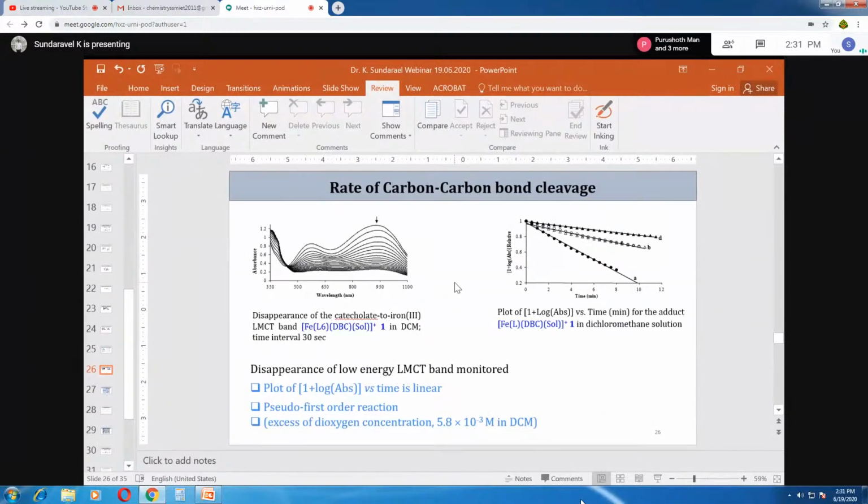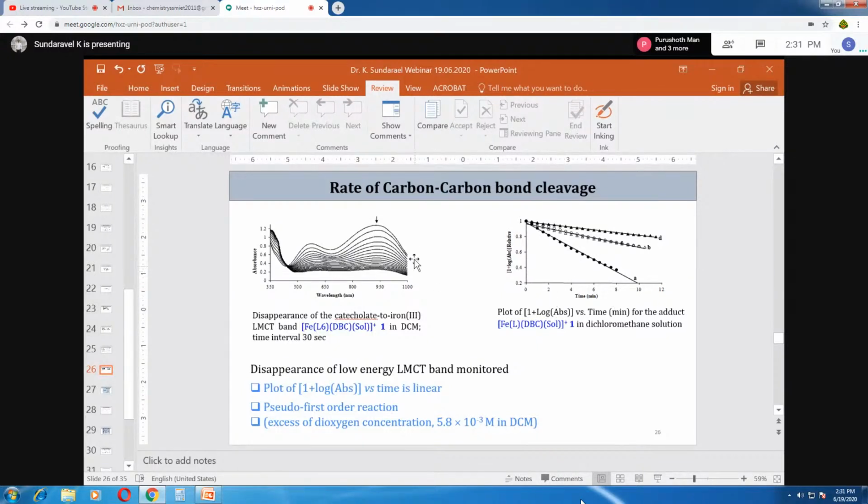Further, the prepared catalysts are applied for our ultimate aim, to cleave the catechol in the presence of molecular oxygen. When the catecholate adducts are generated and exposed to molecular oxygen, supplied to the reaction solution by purging, the optical changes are monitored with respect to time. This is a very nice degradation of the band generated by the catecholate to iron 3, that is the LMCT band. That's why it is highly intense. These bands nicely disappear with respect to time.